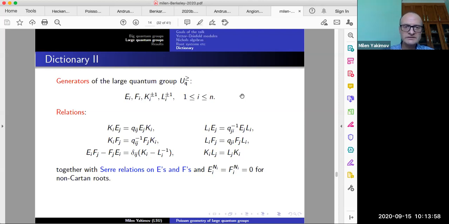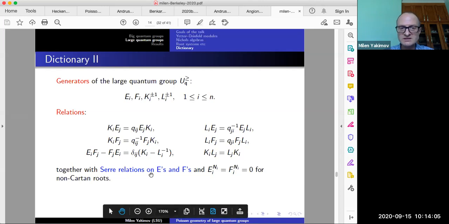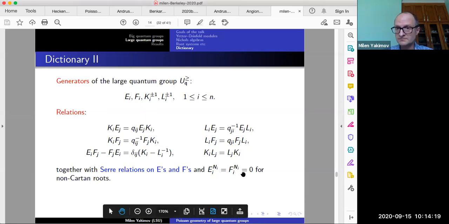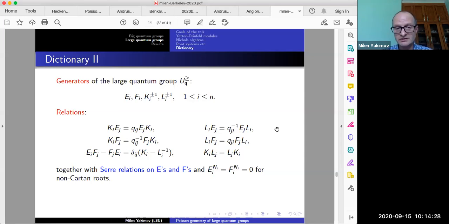So the relations in this algebra are like the usual relations for a quantum group, except that we will never write down the Serre relations on E and F because they're extremely complicated. So we have the usual relations between E, F, K, and L. We still have the Cartan roots raised to some power equal to 0. But we're not going to record these Serre relations, which come in many different flavors. We will just work abstractly with the algebra, avoiding any direct calculations with them.